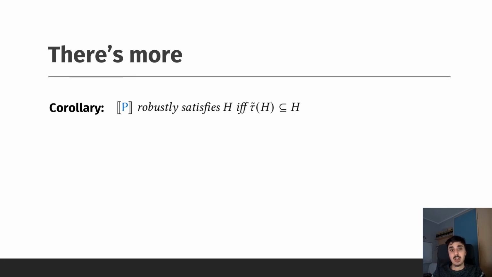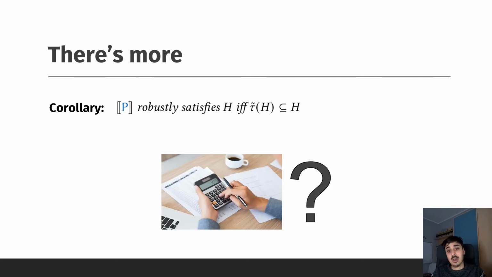But there's more. On top of the theorem of the previous slide, a straightforward corollary gives us a sufficient and necessary condition to understand if a given fully abstract compiler robustly preserves a fixed hyperproperty. In principle, it would suffice to decide if tau tilde of H is included in H. However, there is still one big problem, the computation of tau tilde.